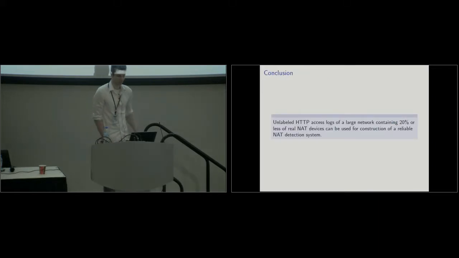Okay, so the conclusion is that unlabeled HTTP access logs of a large network containing 20% or less of real NAT devices can be used for construction of a reliable NAT detection system. And for those who are not interested in network security, the conclusion might be that sometimes it's a good idea to generate samples in an artificial way, and also that it can be helpful to collect more evidence in order to make a decision about the behavior.